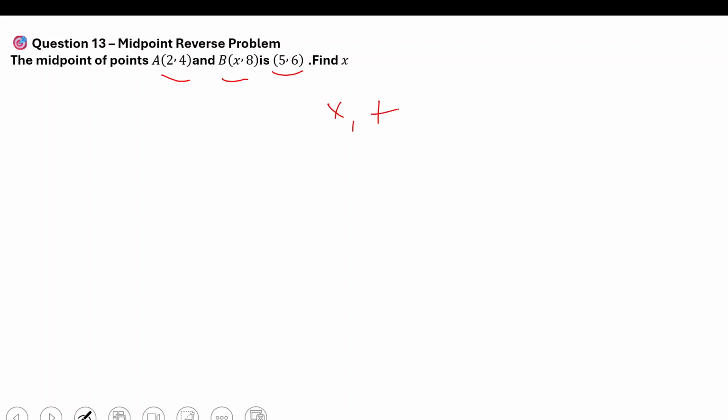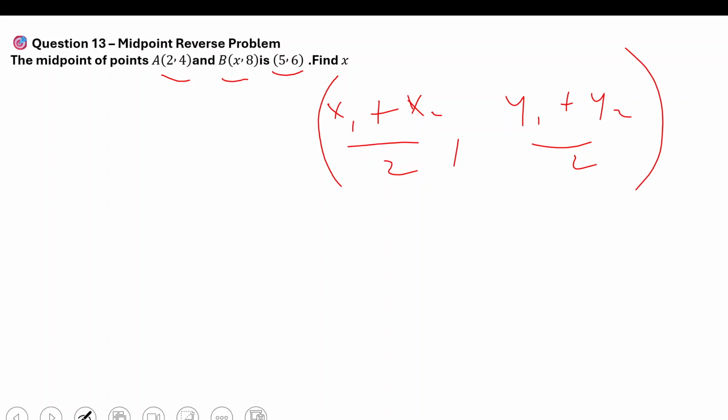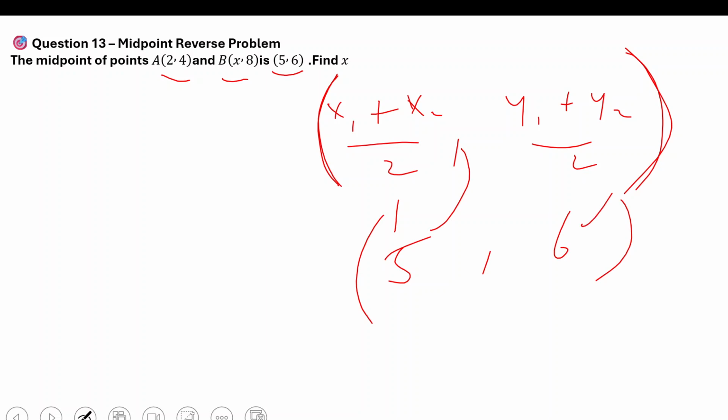x1 plus x2 all over 2, and y1 plus y2 all over 2. This represents the coordinate of the midpoint. So if the first coordinate of this midpoint maps to 5, and this one maps to 6, then I can equate this to this, and equate this to this.